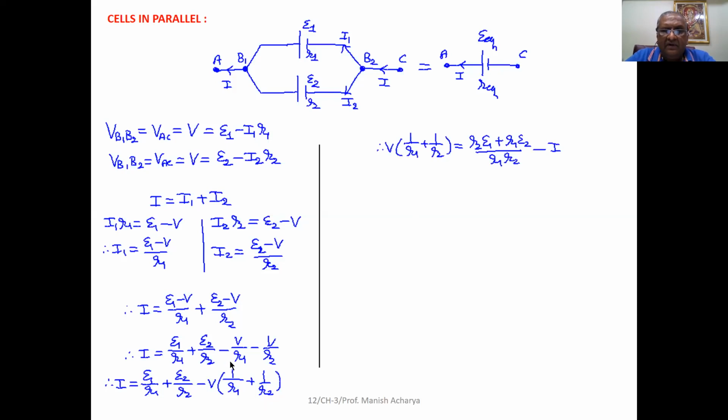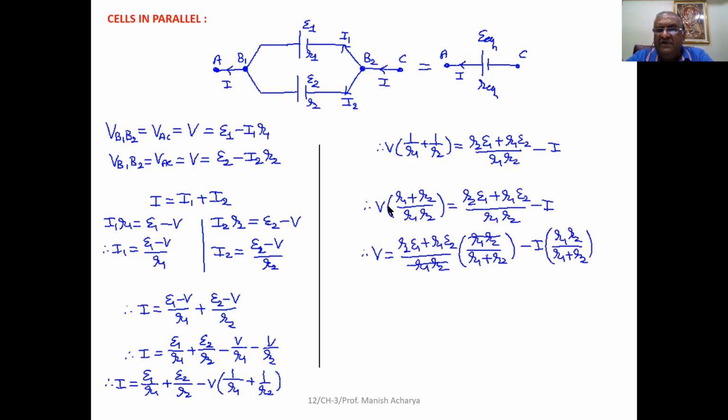Now make V into (1 upon R1 plus 1 upon R2) the subject. So take it on the left hand side and take this I on the right hand side. So V into (1 upon R1 plus 1 upon R2) is equal to E1 upon R1 plus E2 upon R2, which is directly written as (R2 E1 plus R1 E2) upon R1 R2, minus I.